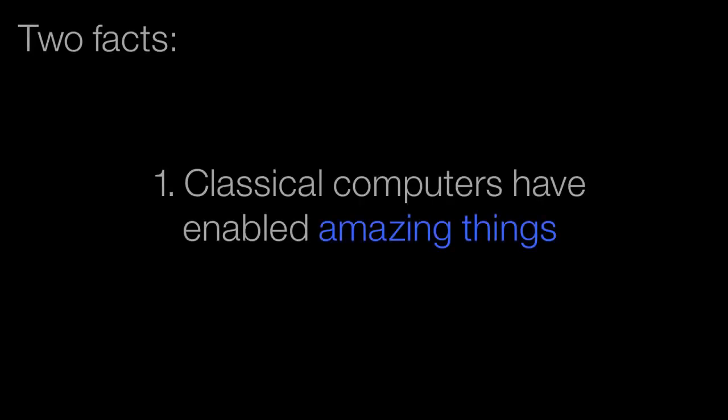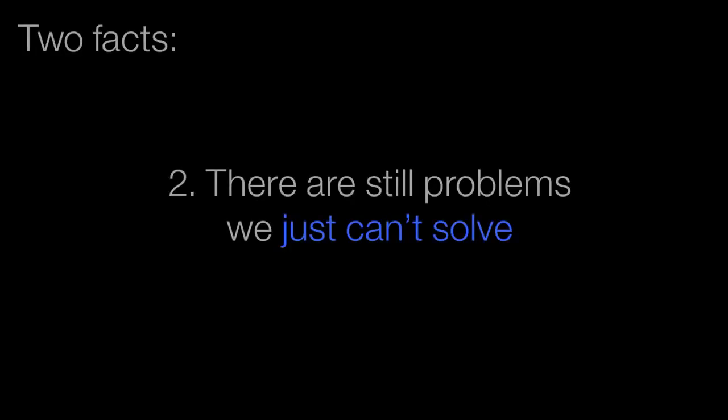So I want to start with 2 facts, right? Fact number 1. Classical computers have enabled amazing things. The internet, they're part of how I got here. I was able to fly across the country on a plane, right? The electronic giraffe outside, blaring music, right? Classical computers have enabled just amazing things. But one of the things we don't often talk about is all the things they can't do, right? We talk about all the stuff they can do. There's so many things they can't.